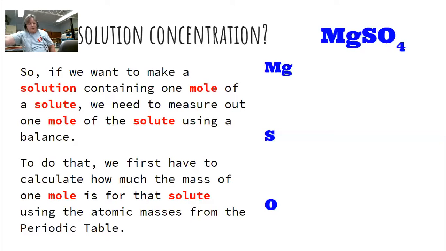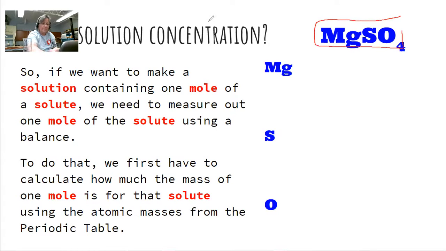So in this situation, we've got magnesium sulfate. That's the chemical name for Epsom salt. So this MgSO4 over here on the right, magnesium sulfate. Mg is magnesium, SO4 is sulfate. So I've got to take that chemical formula and break it down into magnesium, sulfur, and oxygen, the atoms that make up magnesium sulfate. Now what I need to know is the atomic mass of each one of those things.